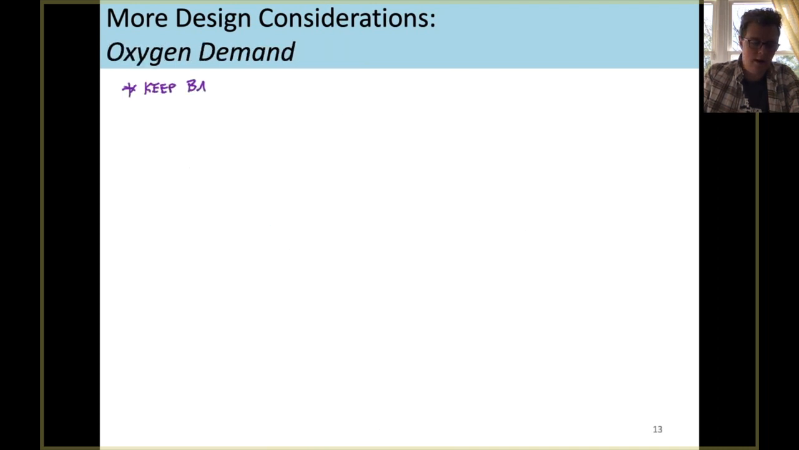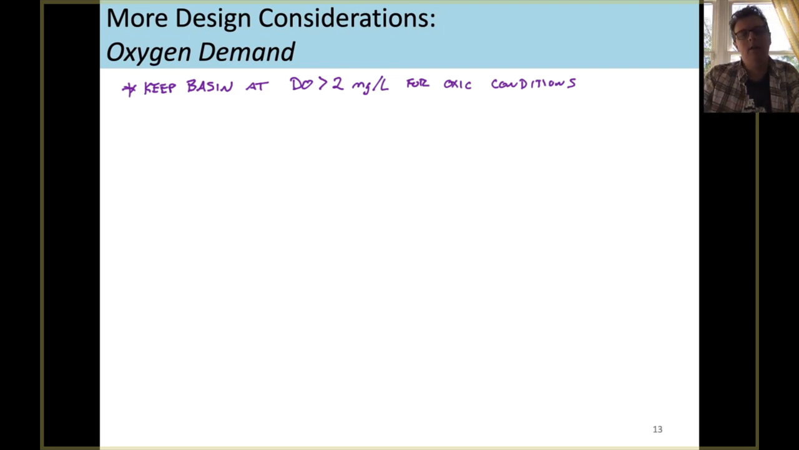Second to last here, oxygen demand. One of the key things that we're doing here is we are aerating this basin to promote microbial biomass growth. And so we want to keep the dissolved oxygen in this basin above about 2 milligrams per liter at all times. That'll keep our aerobic microbes being favored, and those are the ones that are going to grow the most efficiently for us. So, how much oxygen do we actually need to provide?